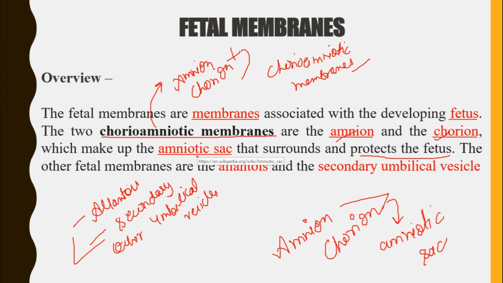So the fetal membranes are the membranes associated with the developing fetus. The two chorioamniotic membranes are the amnion and chorion, which make up the amniotic sac, and this amniotic sac surrounds the fetus and protects the fetus. And the other fetal membranes are allantois and secondary umbilical vessels.